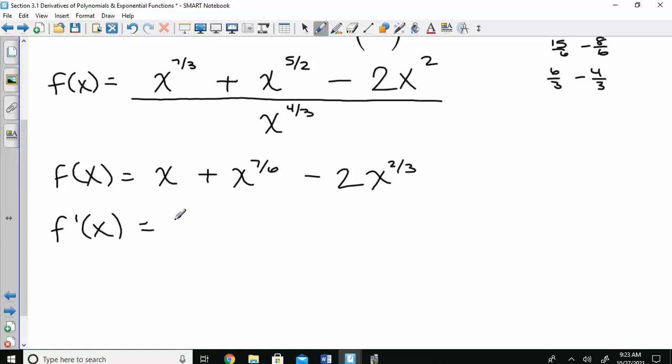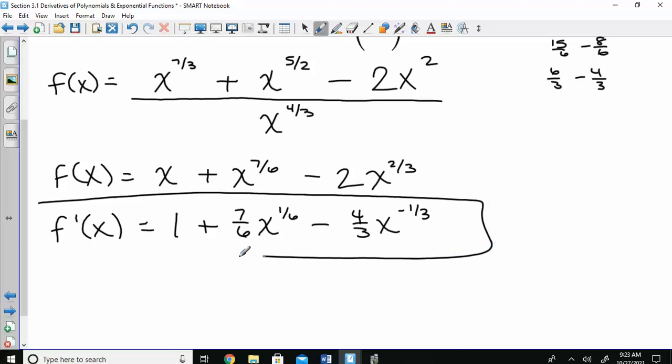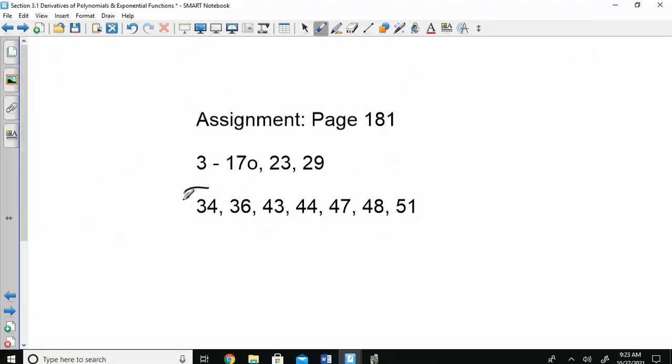Now we are ready for the derivative. Derivative of x is 1 plus x to the 7/6, so the 7/6 comes down. X, subtract 1 from the power, so that would be 1/6. Minus 2 times 2/3 is 4/3. X, 2/3 minus 1, will be negative. So simplify first. We can only do the derivative if we have terms added and subtracted like these. So that is the end of the section.